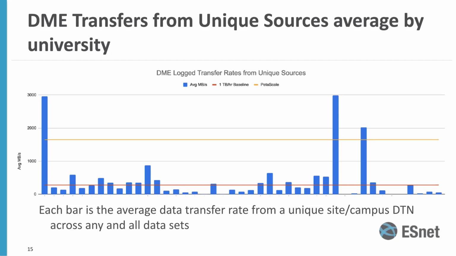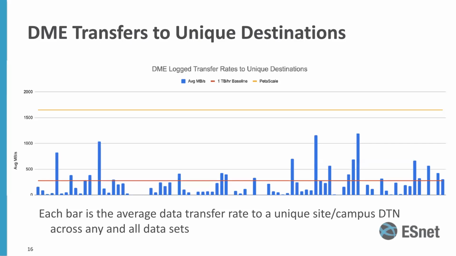These are unique sources by university. And then this is in the reverse direction, so uploading the data. So again, you can see what these baseline numbers are.